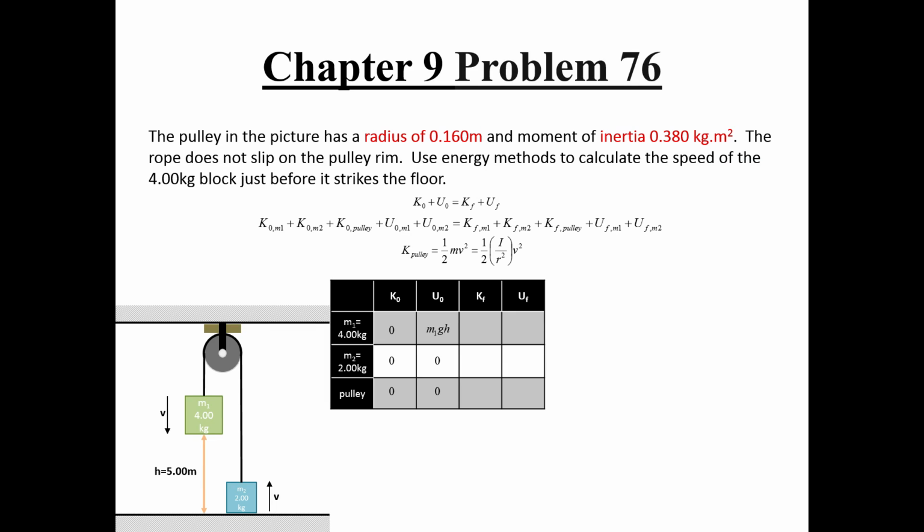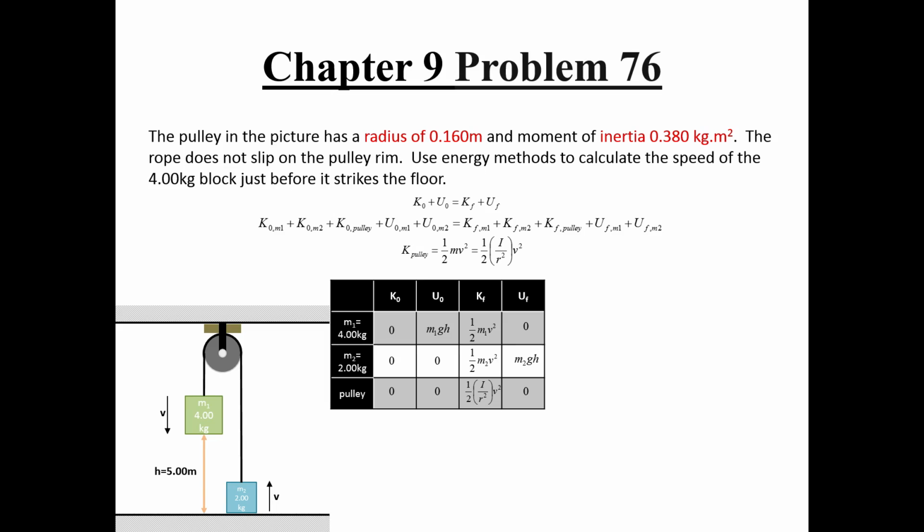Just before block 1 strikes the floor, every object will contribute to the kinetic energy. The kinetic energy for block 1 will be 1/2 m1v squared. Block 2 will have a kinetic energy of 1/2 m2v squared, and the pulley will contribute 1/2 I over r squared all multiplied by v squared. Block 2 will now be a height h above the floor and will therefore have a gravitational potential energy of m2gh, while the other two objects will have the potential energy of 0.